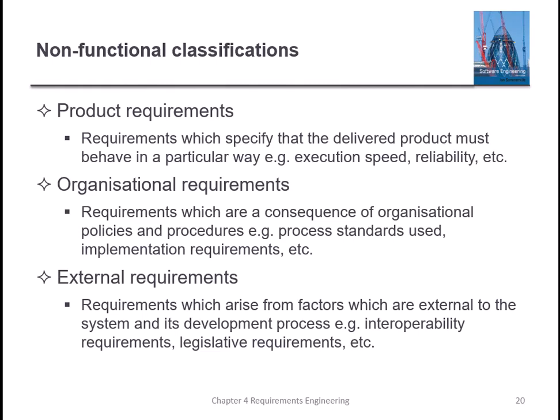Product requirements are requirements which specify that the delivered product must behave in a particular way, for example execution speed, reliability, etc. Organizational requirements are requirements which are a consequence of organizational policies and procedures. They also include requirements such as process standards used or applied, and implementation requirements. External requirements are those requirements which arise from factors which are external to the system and its development process, for example interoperability requirements, legislative requirements, etc.